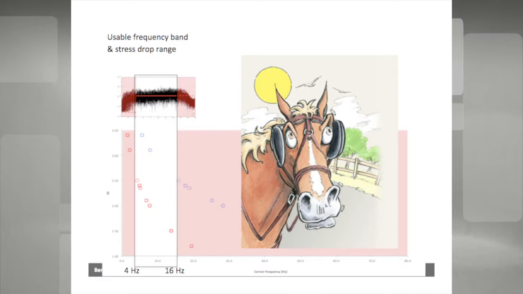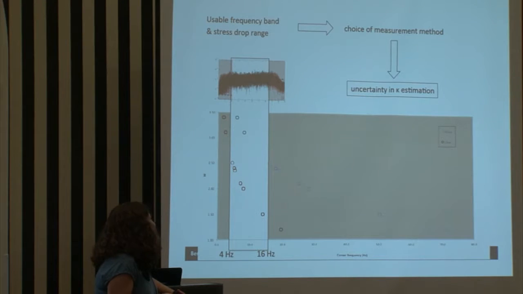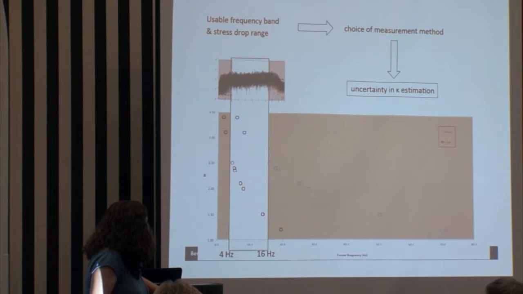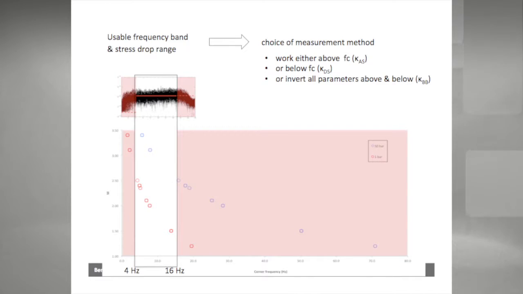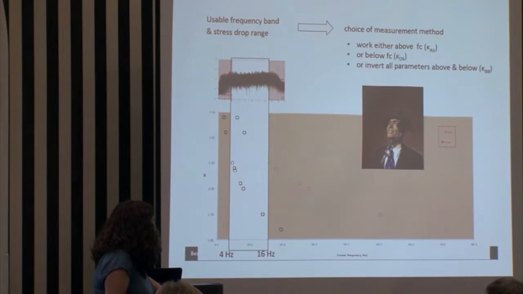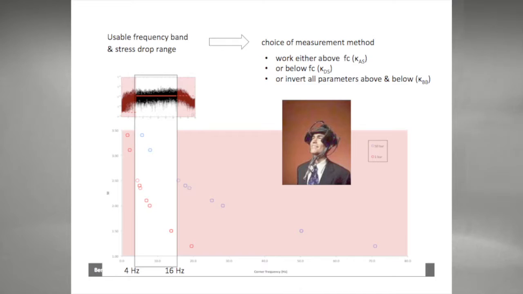And the best thing we can do, based on the possible stress drops and the range of what the instrument allows us to see, is choose our possible measurement methods, and that will map onto uncertainty for the kappa estimation in the end. So we can either work beneath the corner frequency, above it, or use the broadband method to try and extract all the source, path and site parameters. So hopefully we can wear the blinders in a more stylish fashion and move on.